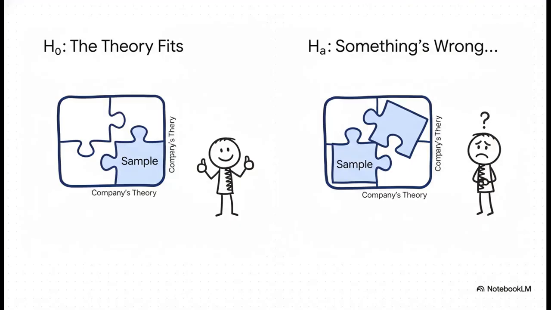Every investigation needs 2 competing stories. First, there's the null hypothesis, or H0. This is the business as usual story. It says, yep, the car company's theory is spot on, and any little differences we see in our sample are just random chance. Then you have the alternative hypothesis. This is the plot twist story. It says, nope, something's off. At least one of those color percentages is wrong.